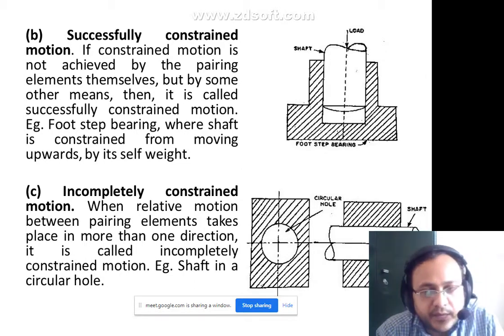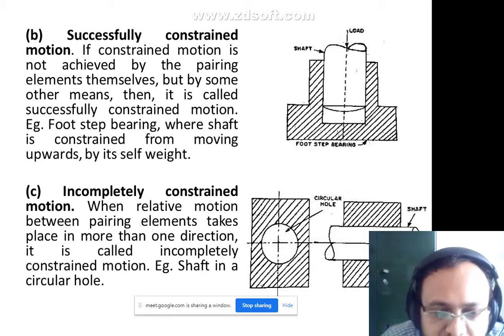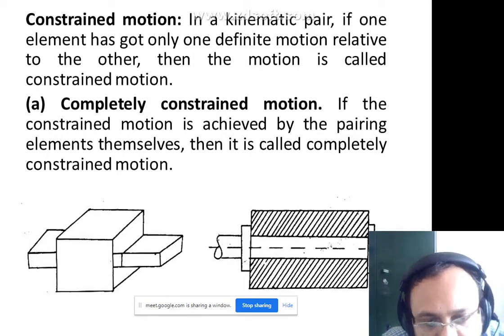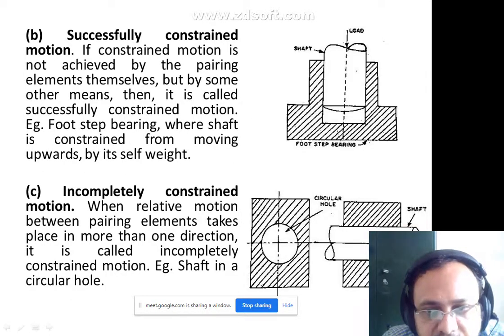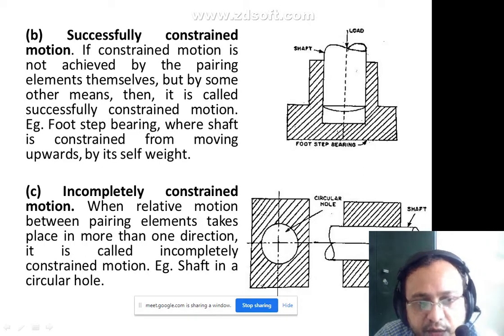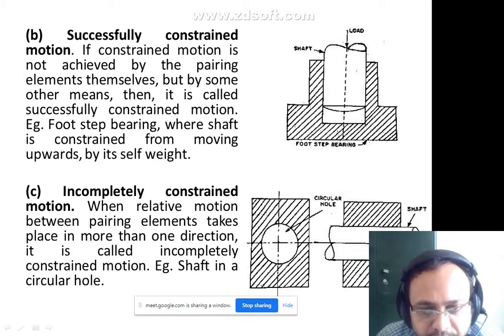You can see why it is called successfully constant motion, because there is a load applied at the top. If you compare successfully and completely: in completely constant motion, the pairing itself does it, meaning there is no external force provided. Whereas in this case, due to the self weight of the shaft, the load automatically keeps the motion constrained. So this is known as successfully constant motion, when the force is applied here and the self weight provides the load.